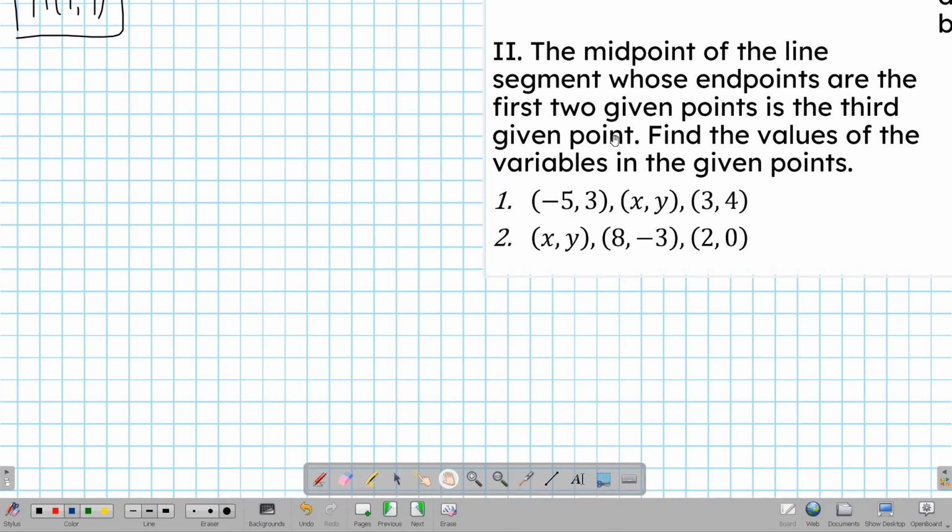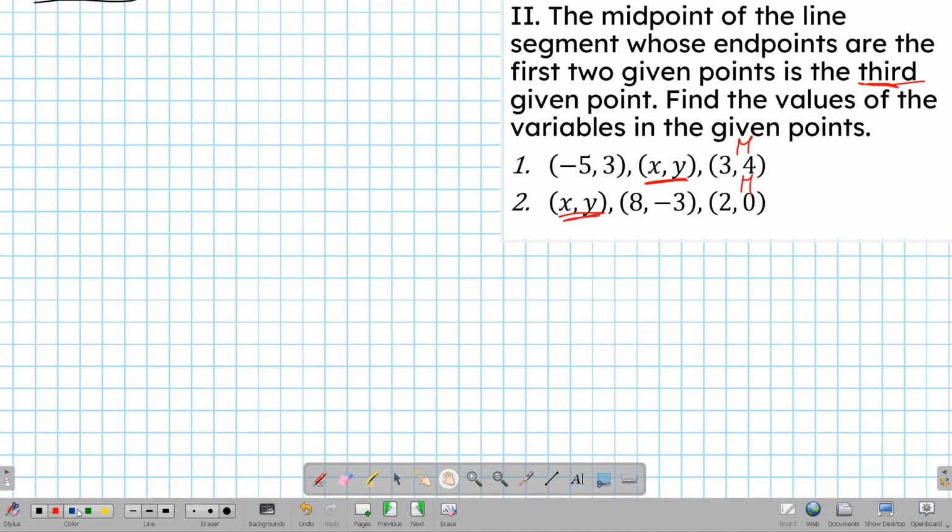Now, another application of the midpoint formula would be here. The midpoint of the line segment whose endpoints are the first two given points is the third given point. So, sabi daw, ito yung third point, yung midpoint. So, ito yung midpoint, ito yung midpoint. We're asked to find the values of the variables. Ito. So, dun sa number 1, we have the point at negative 5, 3, and the point at x, y has a midpoint of 3, 4.